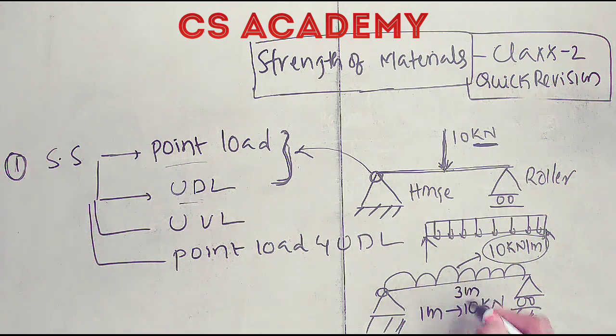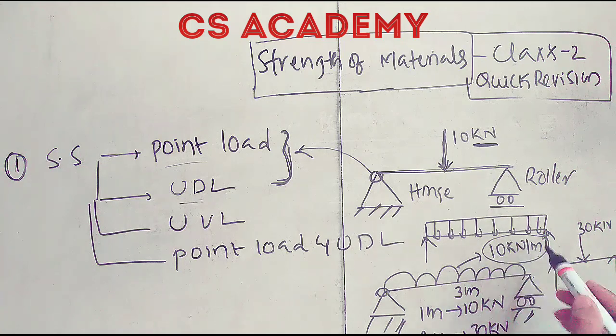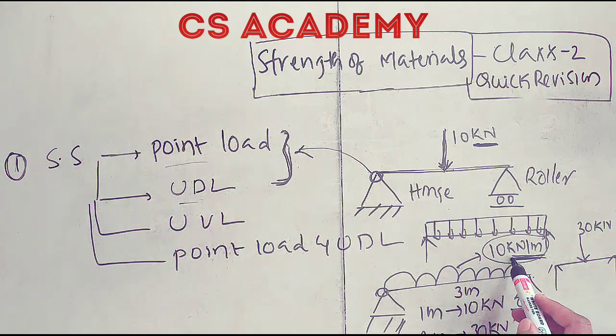Suppose this is 3 meters in total, so how much load will be acting? For 3 meters it will be 30 kilonewtons. For our convenience, you convert this UDL into a point load, exactly at the center, and this will be 30 kilonewtons. But whenever you represent a UDL, it is followed by kilonewton per meter.